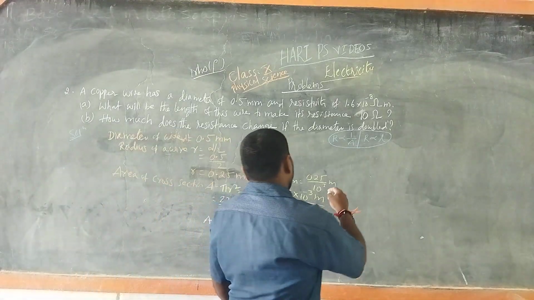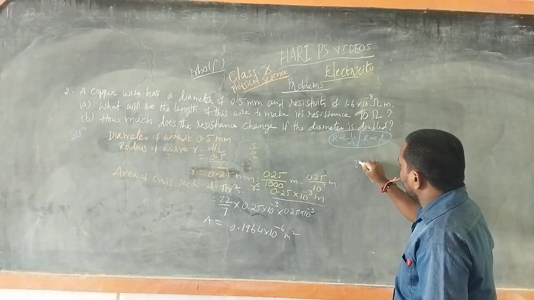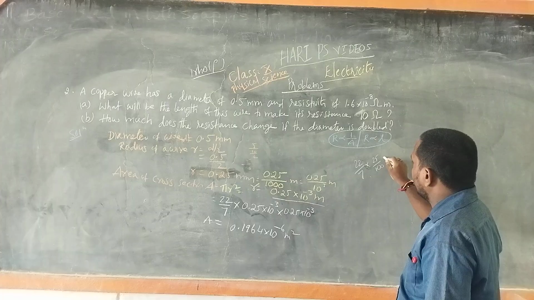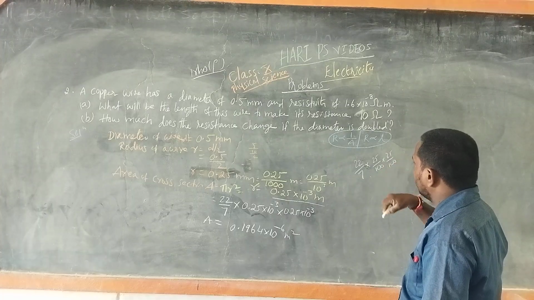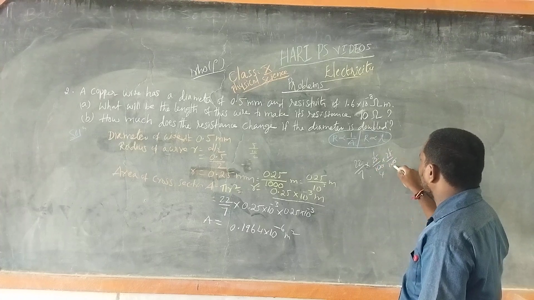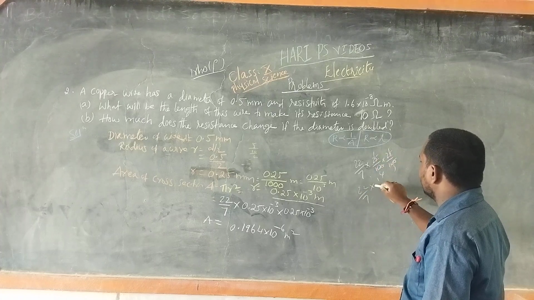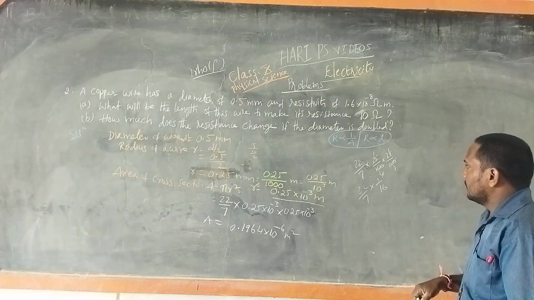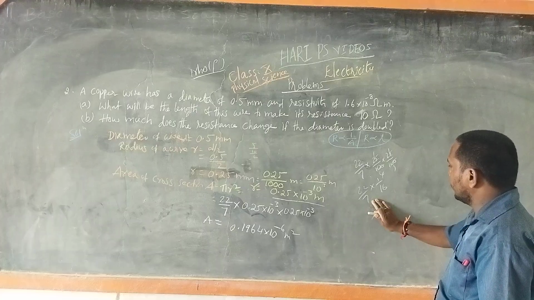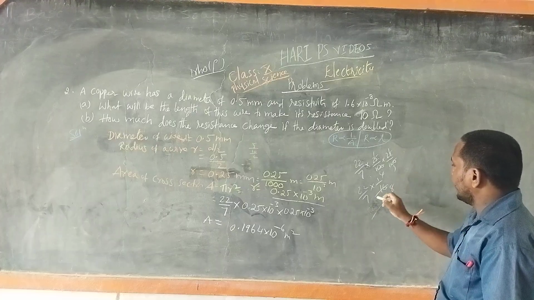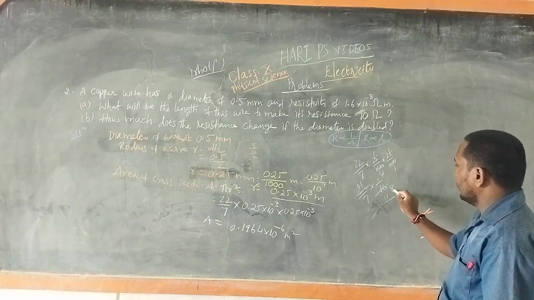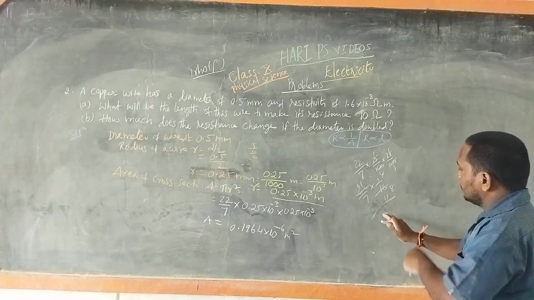0.25 can be written as 25 by 100. So 22 by 7 into 25 by 100 into 25 by 100. 25 once is 25, 25 four times is 100, so we get 1 by 4 and 1 by 4. So 22 by 7 into 1 by 16. Simplifying, 2 eights are 16, and 2 elevens are 22, so we get 11 by 56.